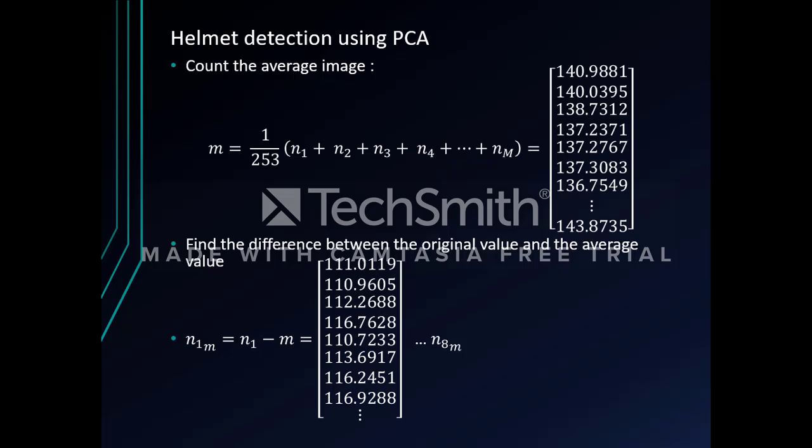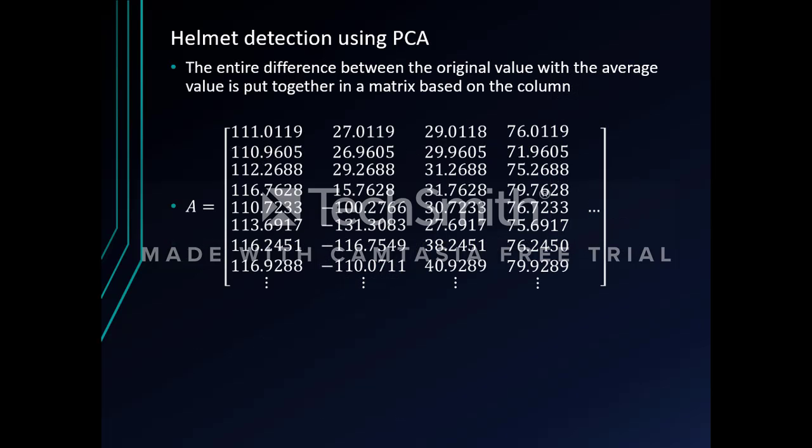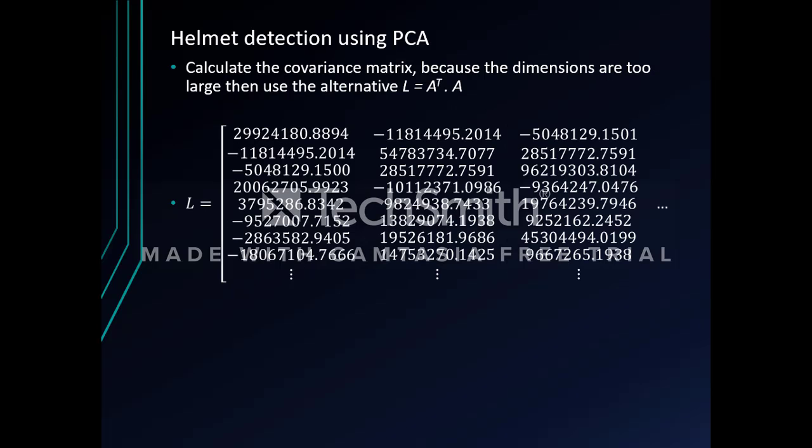Count the average image from the previous step. We call that the M symbol, and then find the difference between the original value and the average value. Subtract it, and the entire differences between the original values and the average value are put together in a matrix based on the columns, and we put it in a matrix A, and then calculate the covariance matrix.